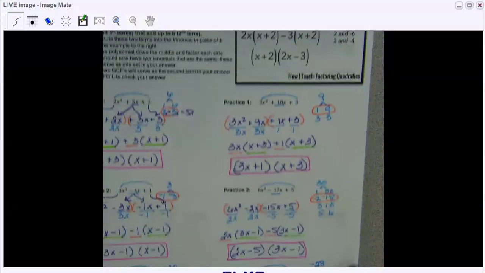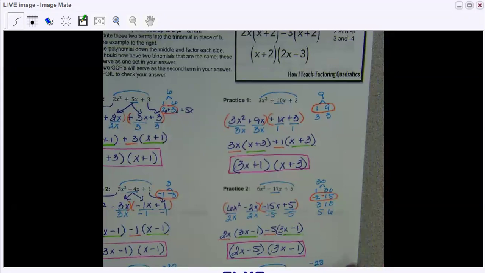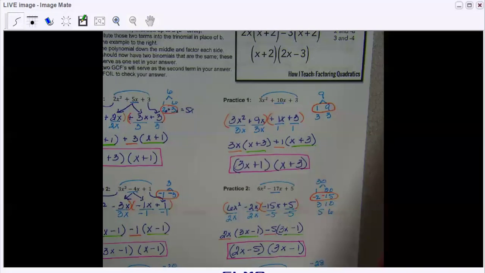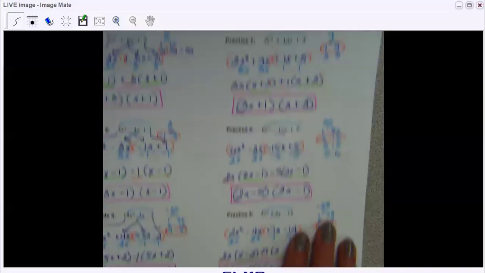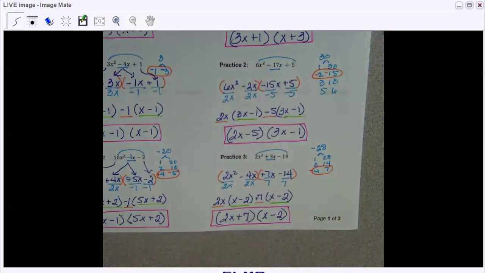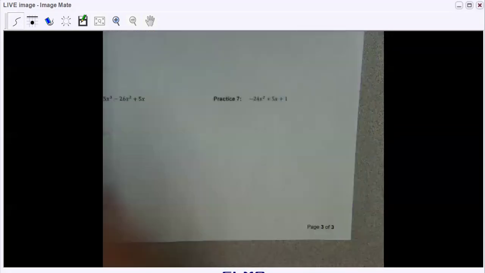Here's practice 2. All right, here's practice 3. On this lesson, I'm only having you do 1 through 18. And then lesson 7.6 is 1 through 34. I'll look at that and see about adjusting it. Okay, let's go ahead and go to page 2.